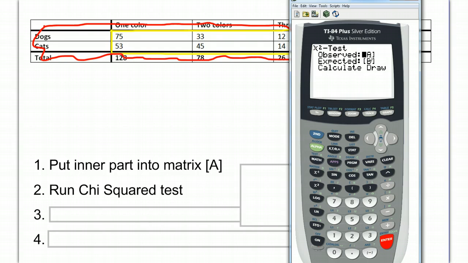Here it says observed is A, that's matrix A, which is what we want. The expected is B, matrix B. We don't actually have to type anything in there. It will calculate it for us. It's just going to put it there in B. And then we just have to calculate. And when we do that, this is what we get back.